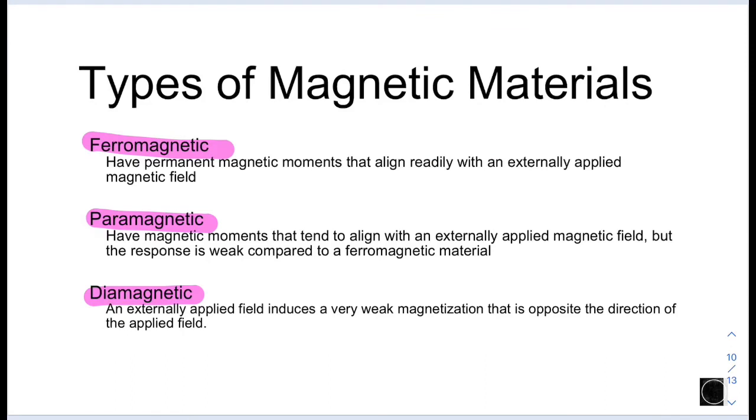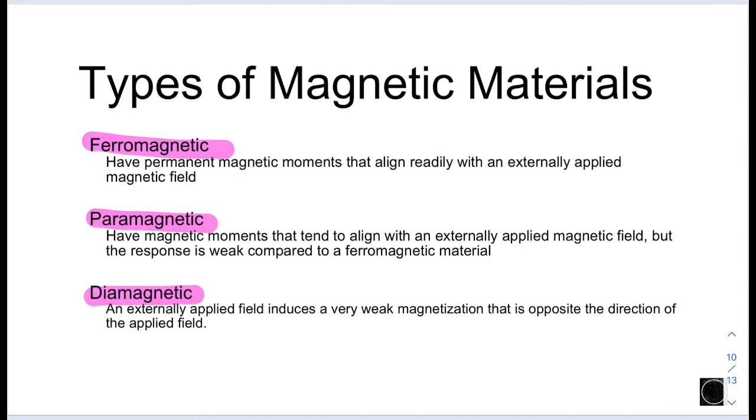Types of magnetic material. The way they respond to the B that we applied just now, the way the domains realign and recombine, we can classify the types of magnetic material based on the behavior of the domains. We have three types of magnetic material: ferromagnetic, paramagnetic, and diamagnetic.